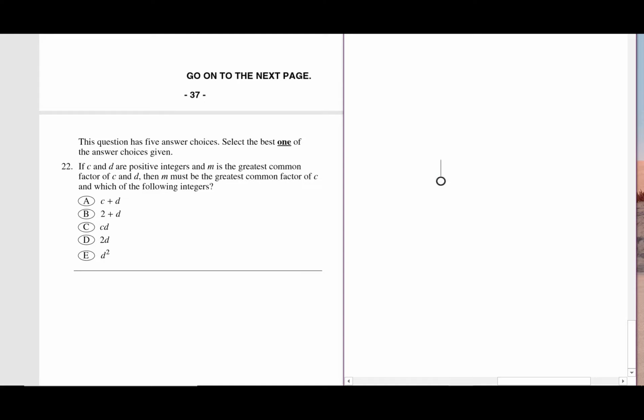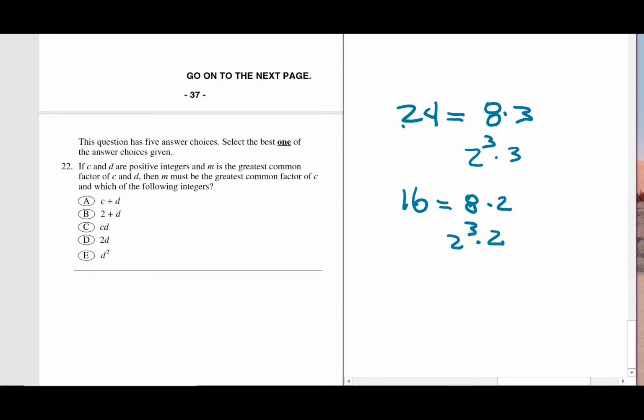So greatest common factor, anytime you have a multiple, let's say we do 24, we know that this is 8 times 3, but we can break this into 2 to the 3 power times 3. And then let's say we take 16. Well, it's 8 times 2. That's 2 to the 3 times 2. So the greatest common factor here is, of course, going to be 2 to the 3. As we simplify, it's the greatest factor that is common between each of them.